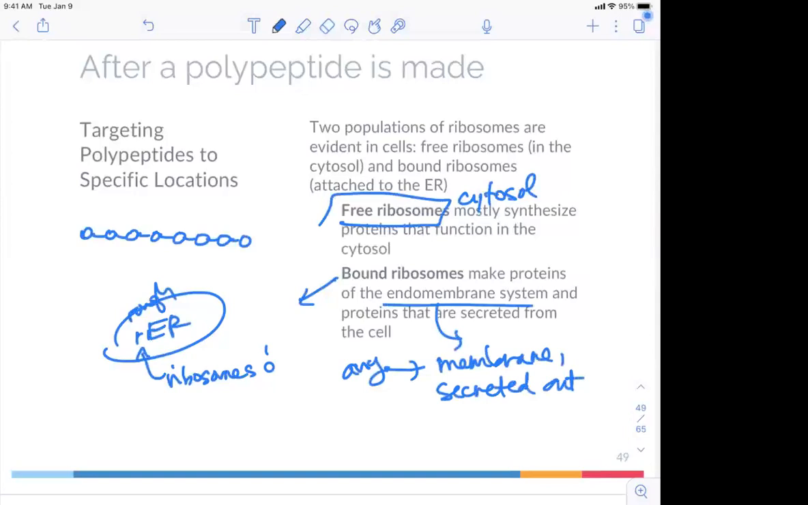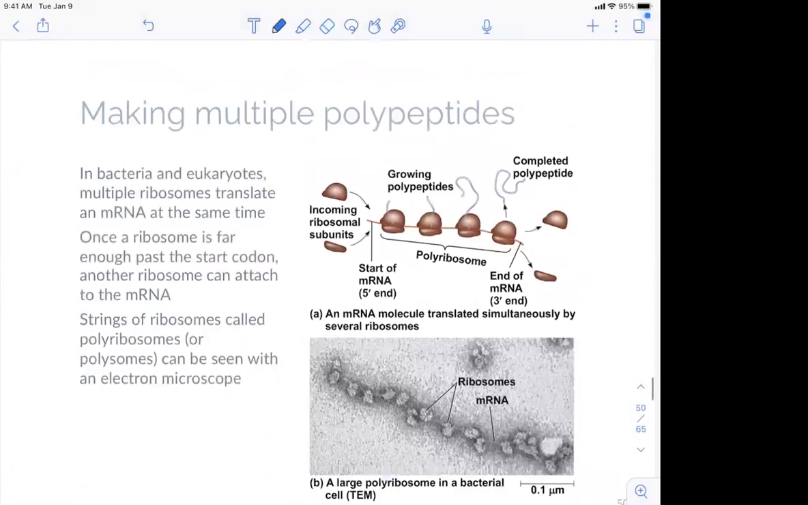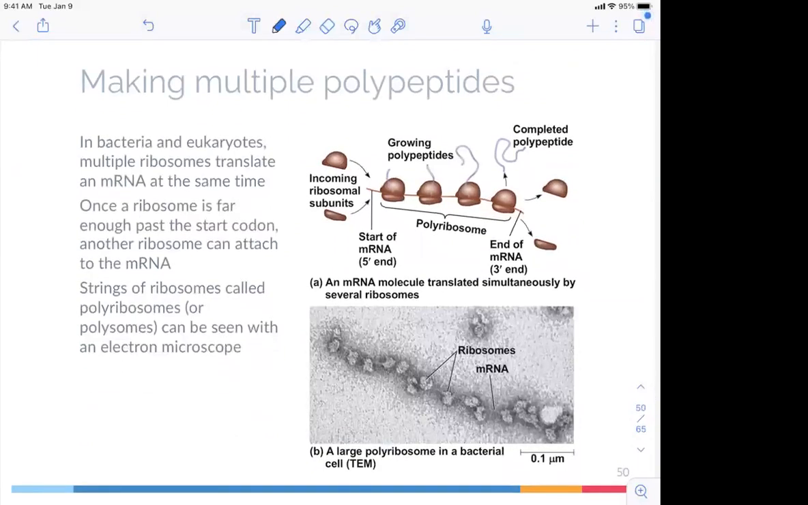And that's about it. So just sort of notice that the end part, that one mRNA molecule can have multiple ribosomes on it. That's going to help all of us make proteins more quickly. Polypeptides.